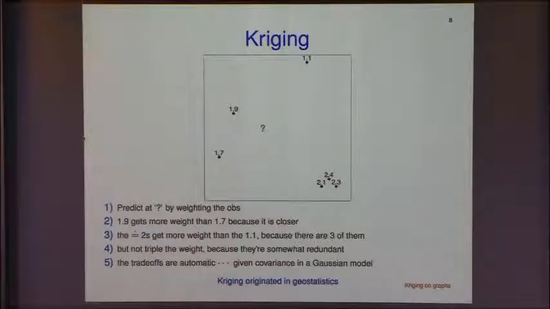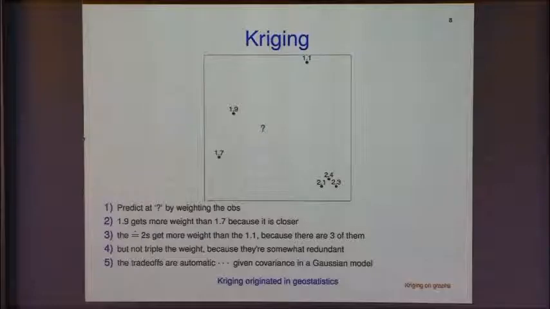If you're weighting things by a correlation matrix, you're doing what's called Kriging. Kriging was developed in the mining literature in the 1950s by Krige. So imagine you want to know how much gold is there underneath that question mark. And you've measured how much gold there is at all these other points. And your guess will be a weighted average of the neighbors. You'll put a little bit more weight on the 1.9 than the 1.7 because it's closer. You put a little bit more weight on the 2s than on the 1s because there are 3 observations down here, and there's only 1 observation up there. But you don't put 3 times the weight here because there's a little bit of redundancy.